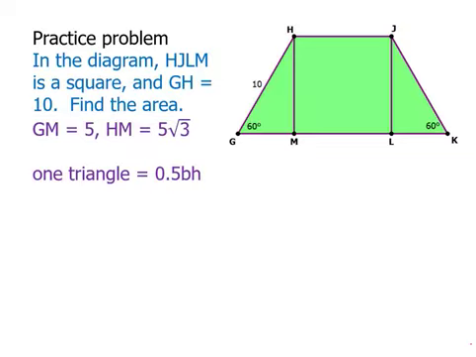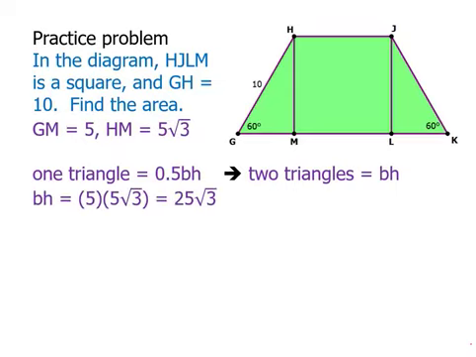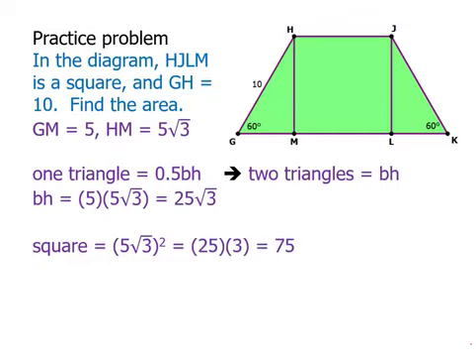So one triangle would be 1/2 base times height, but we have two triangles here. So the area of the two triangles together is just going to be base of the triangle times the height, which is 5 times 5 root 3, or 25 root 3. That's the area of the two triangles. The square has a side of 5 root 3, so we square that, and we get 75. So the entire area is the square plus the two triangles, 75 plus 25 root 3.